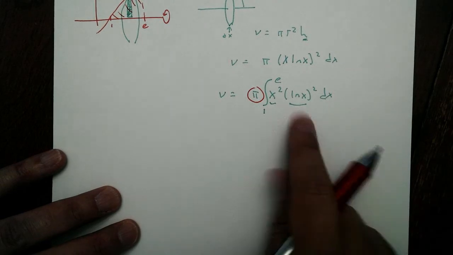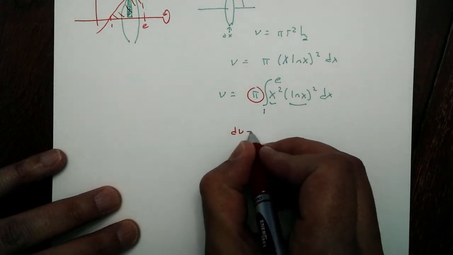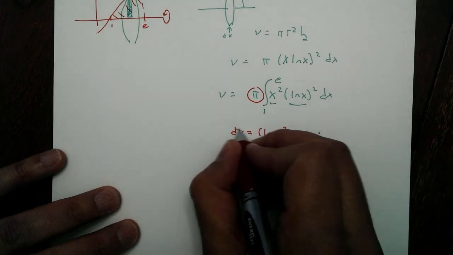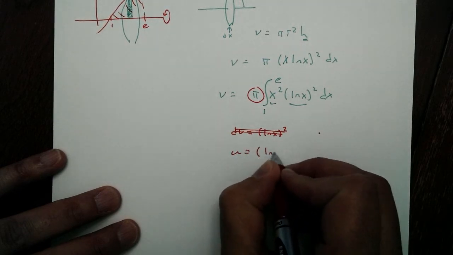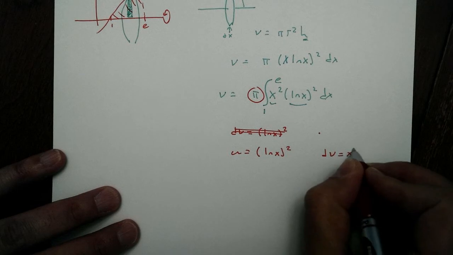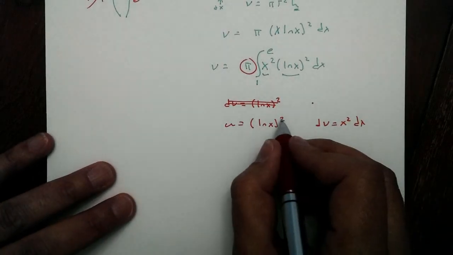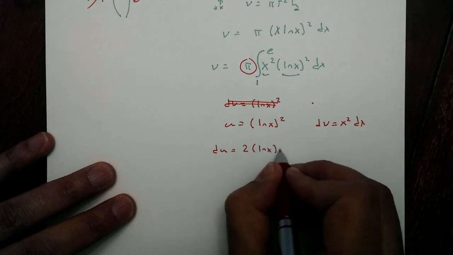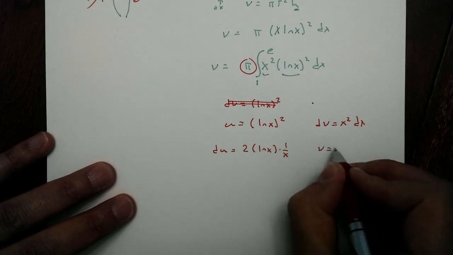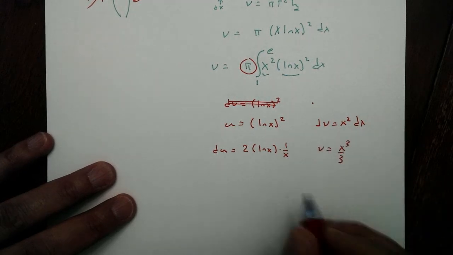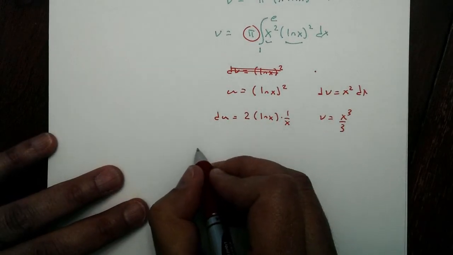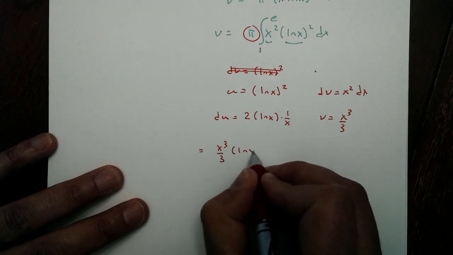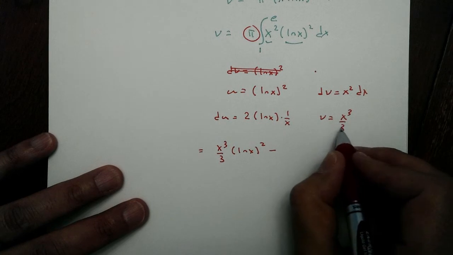So let's see here. I'm going to let dv equal my natural log of x squared, no, the other way around, sorry about that. My u is the natural log of x squared, my dv is x squared dx. Taking the derivative, this is a chain rule, du becomes 2 times the natural log of x times 1 over x. v equals x cubed over 3. So setting this up, we would get u times v, x cubed over 3 times the natural log of x squared, minus the antiderivative of v du.